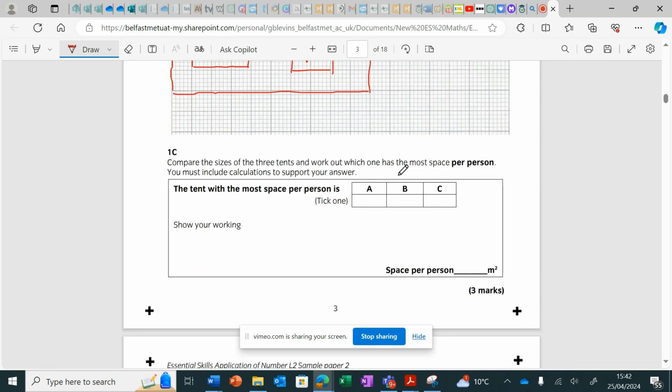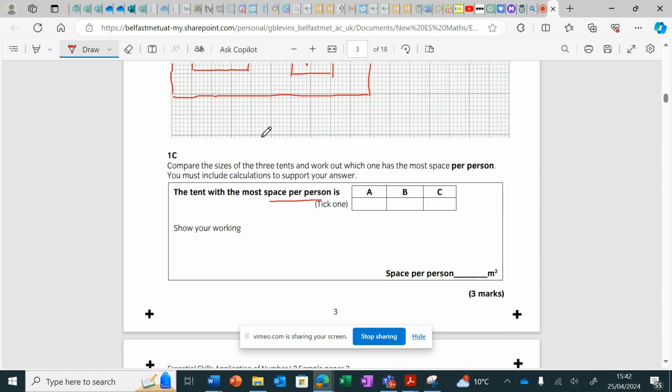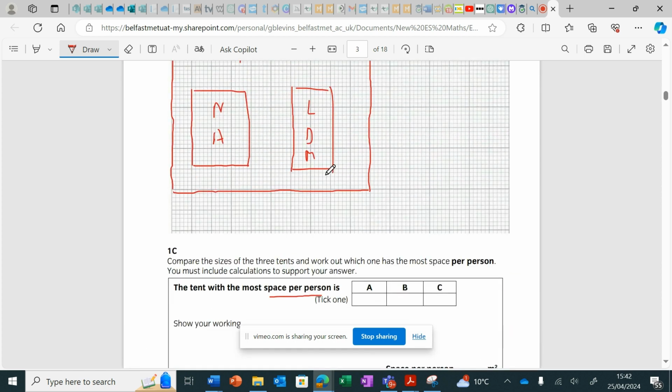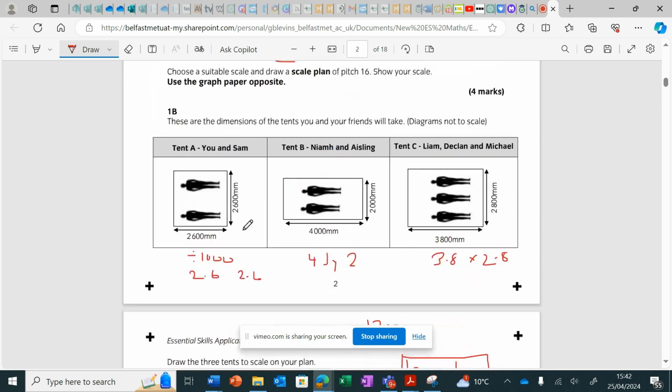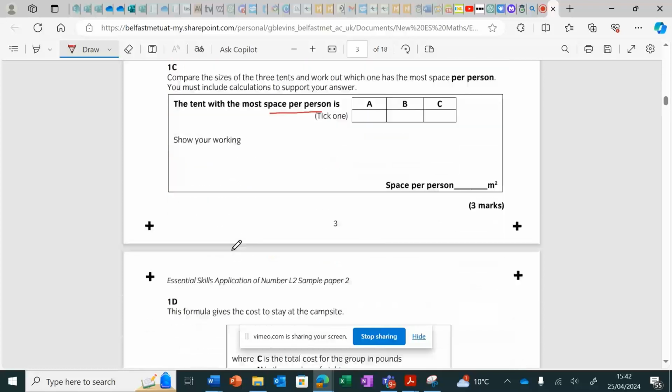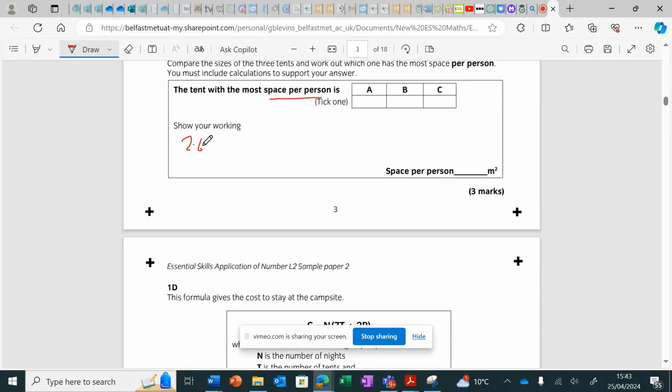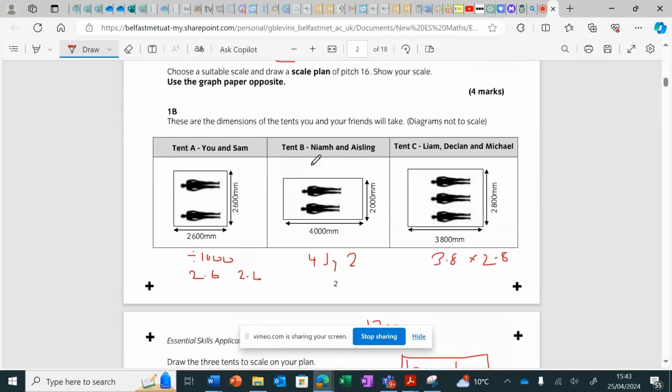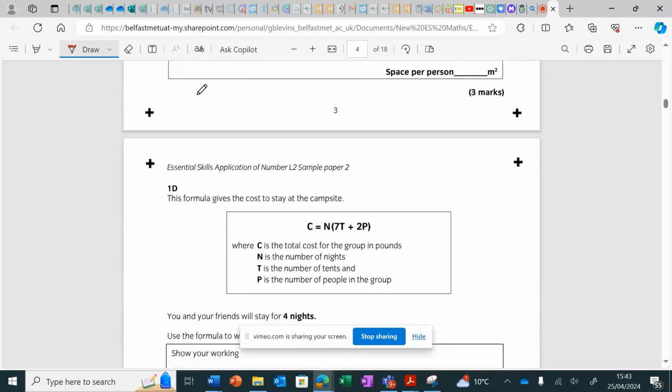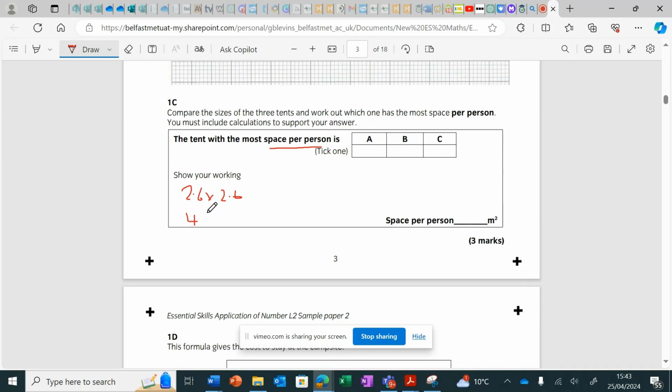Then it says compare the sizes of the tents. The tent with the most space per person is, you've got to tick one. Well, space per person, we've got tents. To me, it speaks of area. Area is the space inside of an object, like a tent. So what we do is take the area of these objects, so we have 2.6 times 2.6. We have 4 times 2, because area is length multiplied by width. Well, that's 8 meters squared.